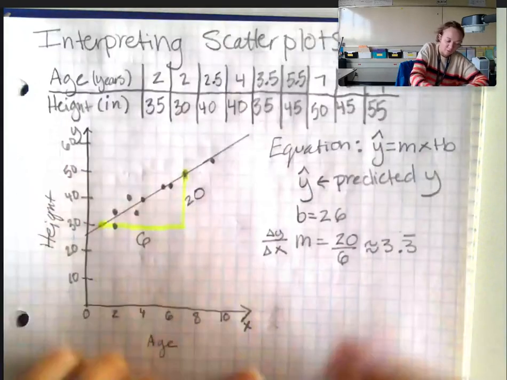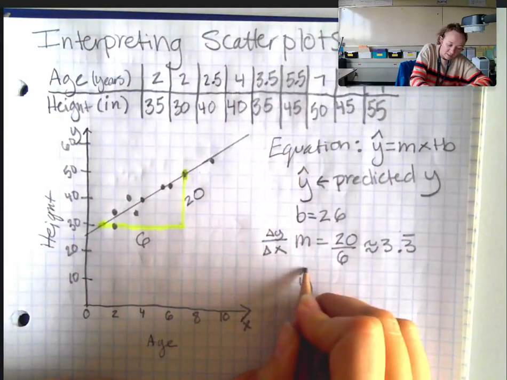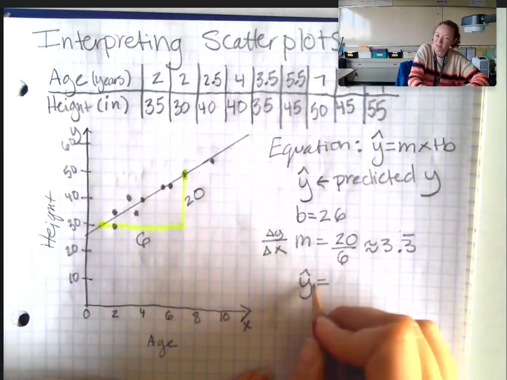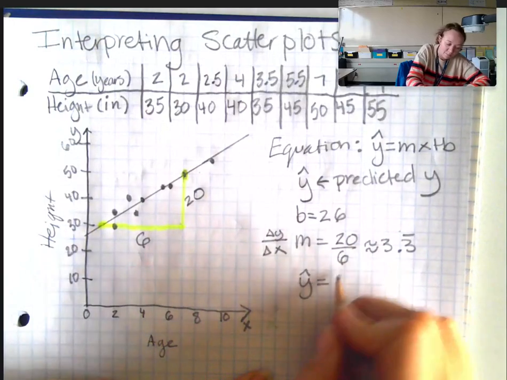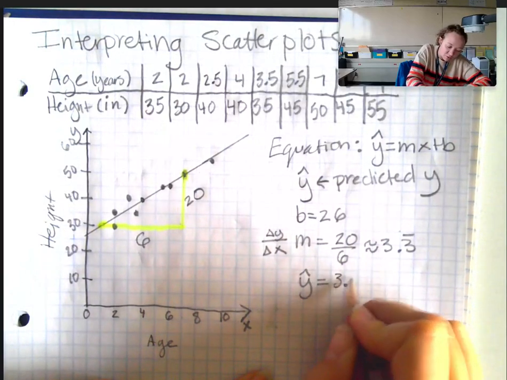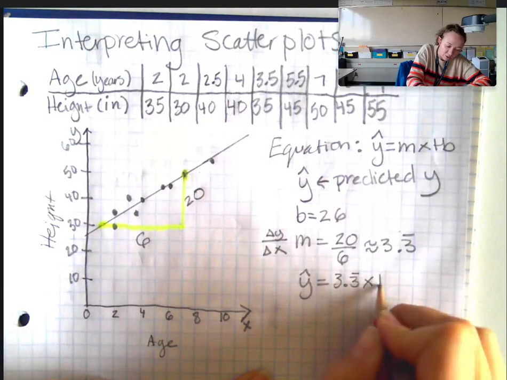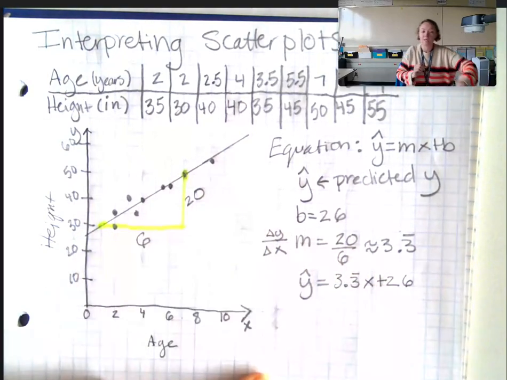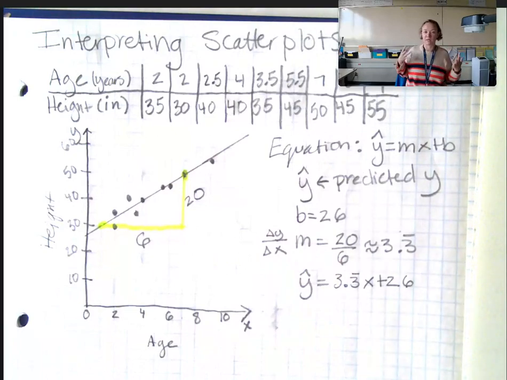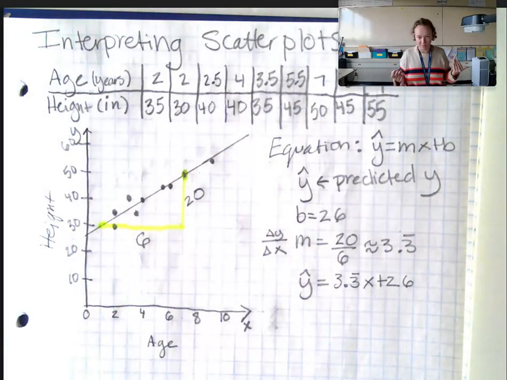Okay, so now we can write our equation: y hat, because that's just symbolic, it's just showing that it's a predicted y, is 3.3 repeating x plus 26. Now, you might be asked to interpret what that slope means and what that y-intercept means.